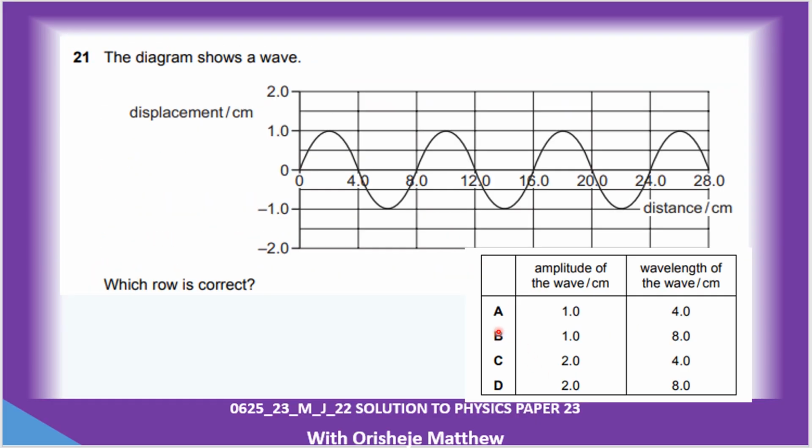Question 21. Now, wave. Which one is correct about the wave? Which rule is correct? So we are looking at amplitude. Amplitude is maximum displacement from the equilibrium. So here we have the amplitude, which is 1. Then we are looking at wavelength. Wavelength is crest to crest, one complete oscillation, that is 8. So the answer is what? 1 and 8. B.